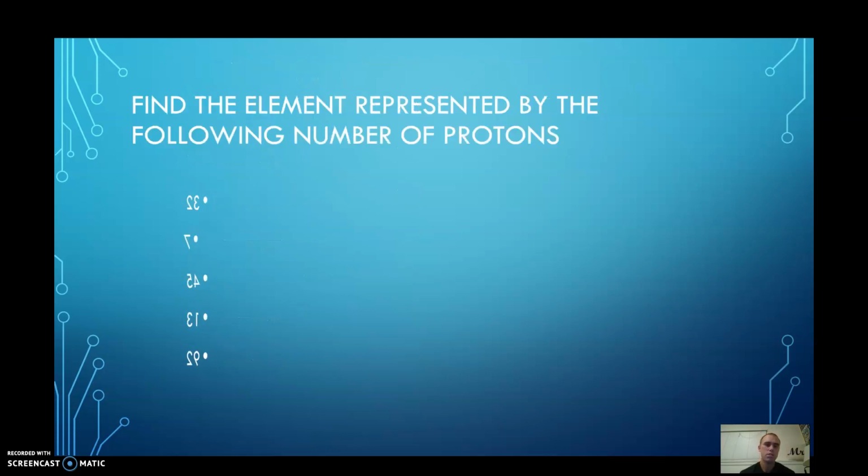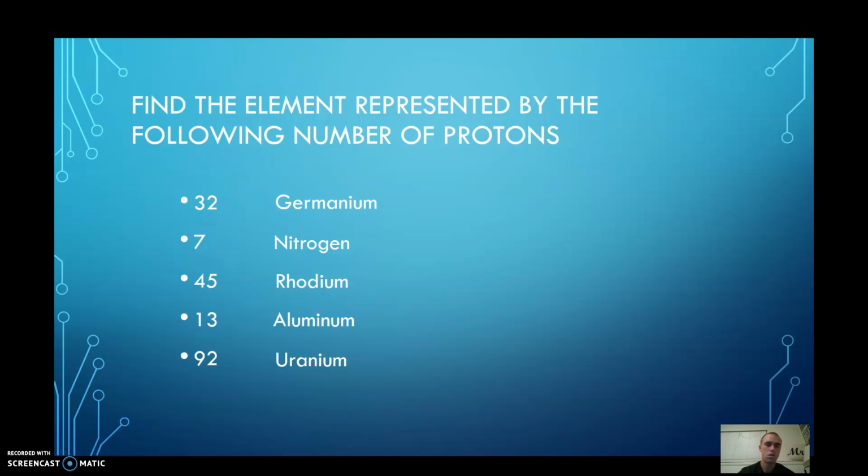Now I want you to basically do the opposite. I'm going to give you a number, once they stop spinning, and then you tell me what the element is that goes with this number of protons. Okay, so now go find these numbers and identify the elements. Pause the video, go. Here we go with number 32 being germanium, 7 is nitrogen, 45 is rhodium, 13 is aluminum, and 92 is uranium.